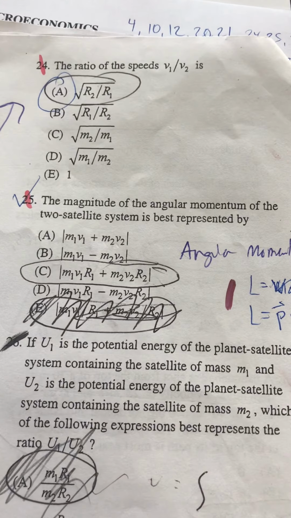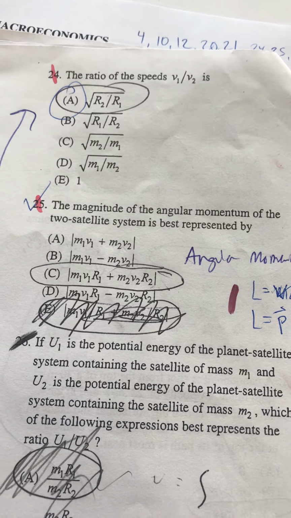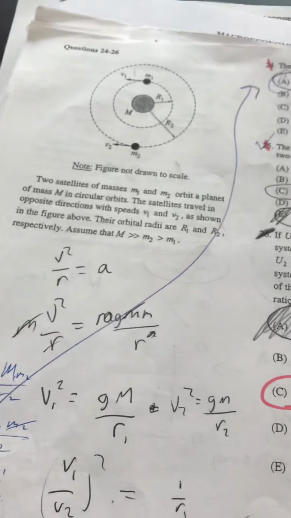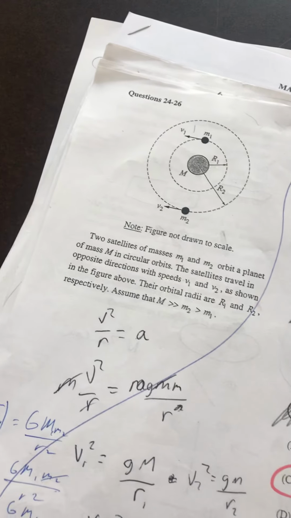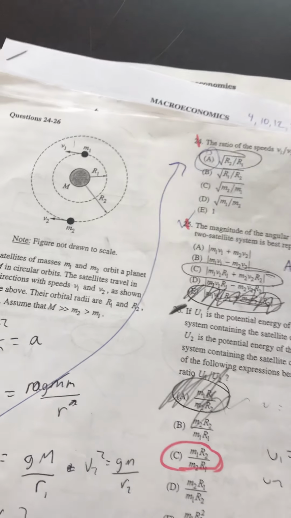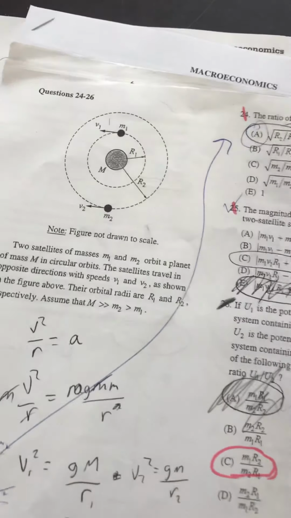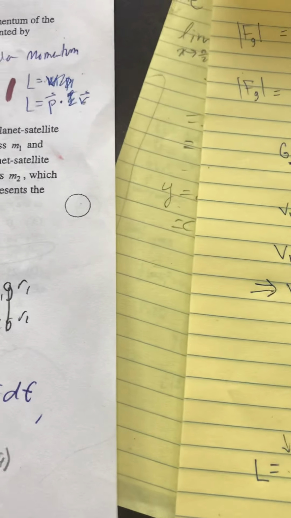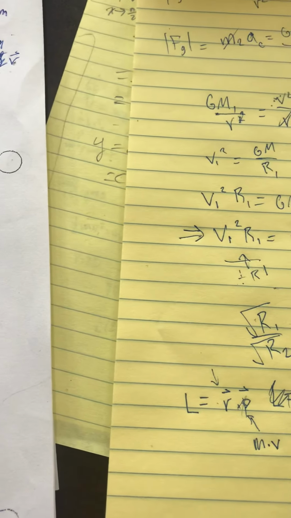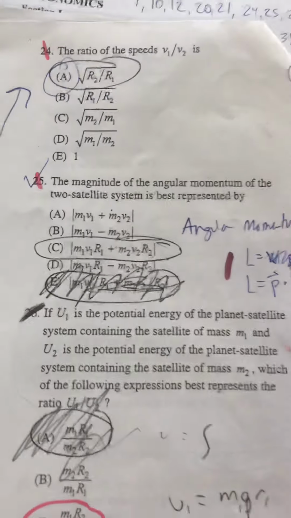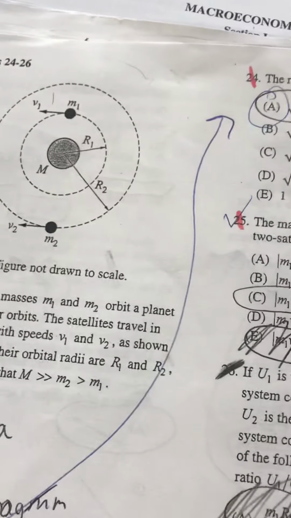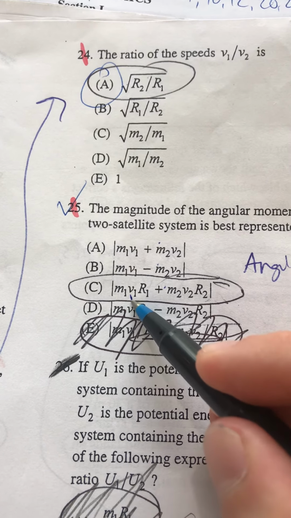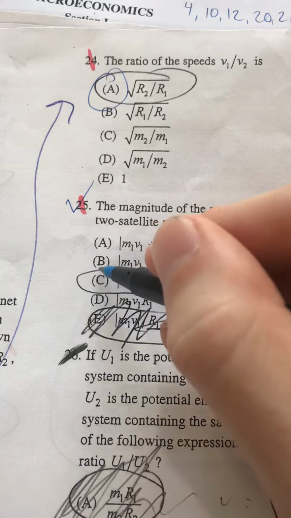All that they're asking is the magnitude, so that means that we're gonna have an absolute value in the answer. So we look through them and all of them have an absolute value, but now we know we have to add the angular momentum of both. So all we do is add both angular momentums and then take the absolute value. And as we look through the answer key, the only one that adds angular momentum of both is answer C, and that's our correct answer.